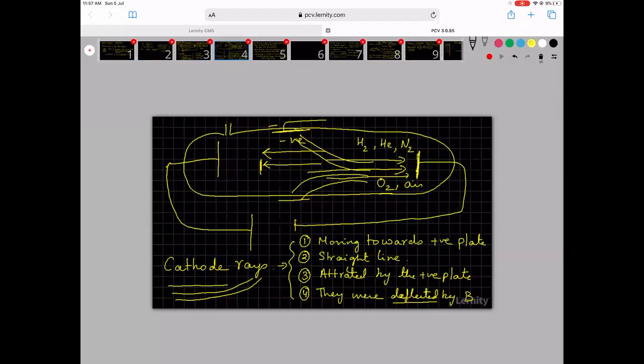They move in a straight line towards the positive plate. Then they are attracted by the positive plate. Obviously, that's why they move towards a positive plate. Then they are deflected by a magnetic field. They cast a shadow. They have momentum. I have not written it here. They have momentum.